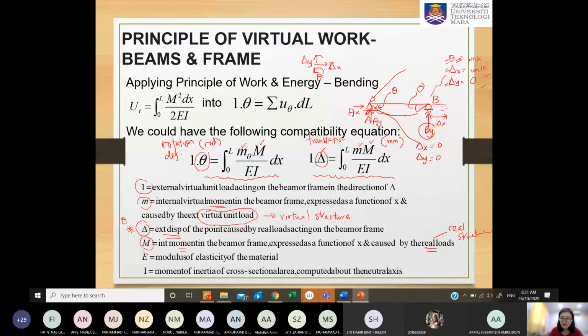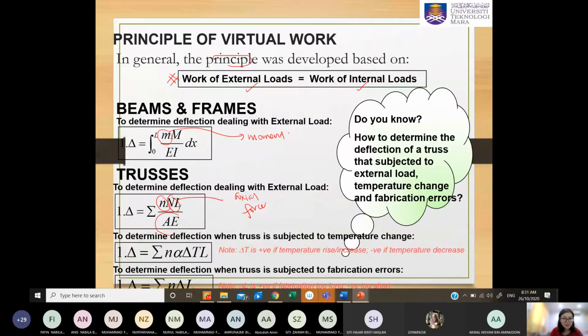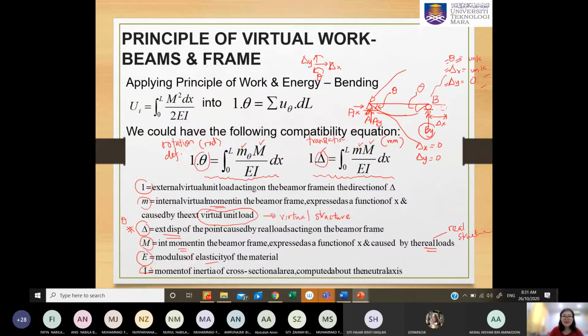If I play back what we used earlier in the truss, we used A and E. So be careful. I saw quite a number of students, when they write this equation, put the wrong material and sectional properties. For beams and frames, the properties are EI, and for truss it is AE. So be careful.